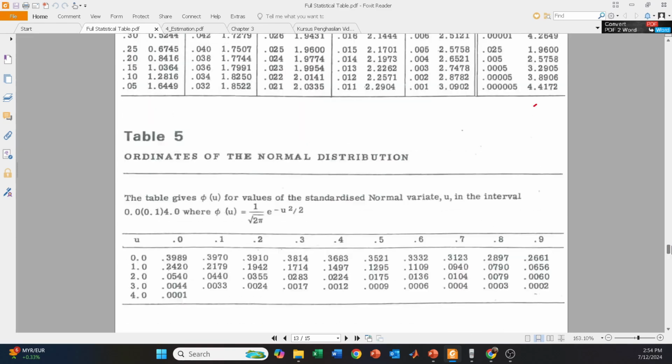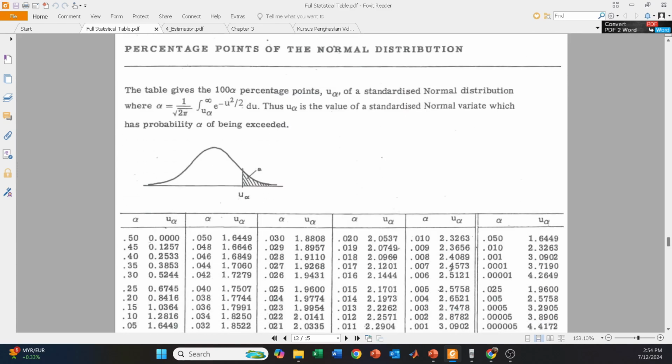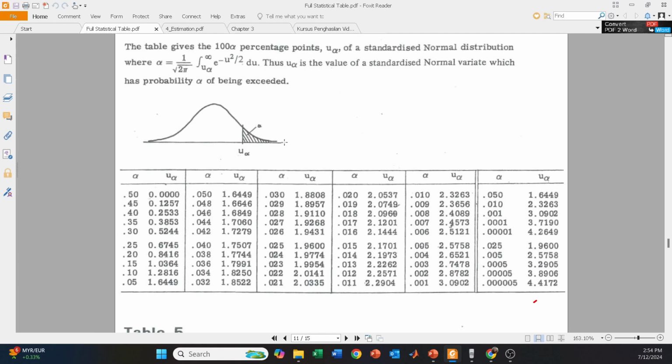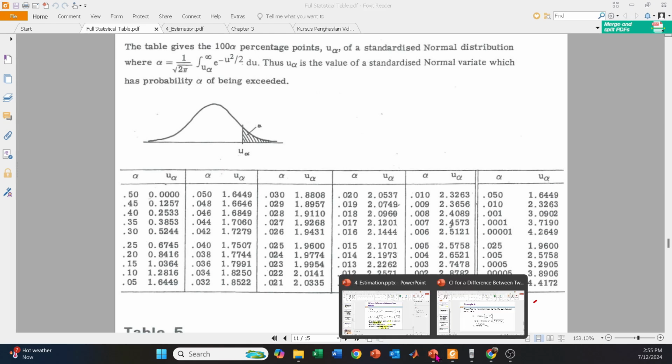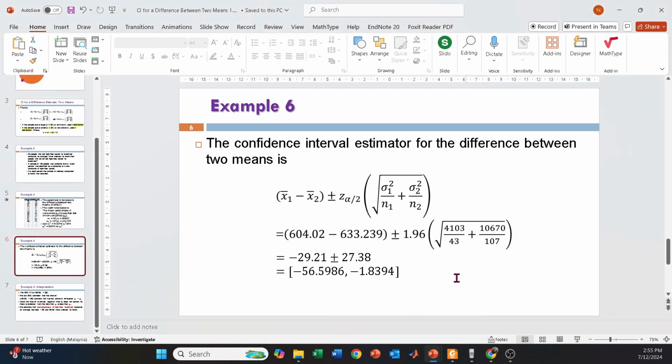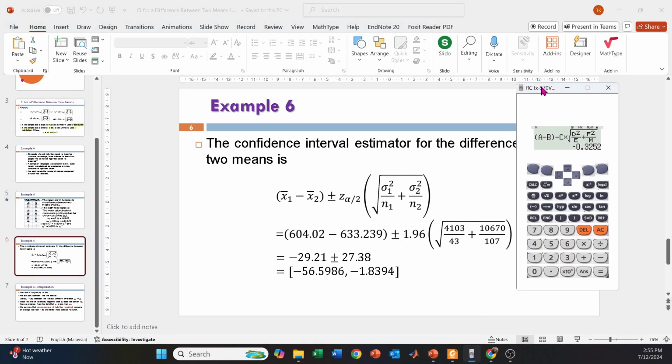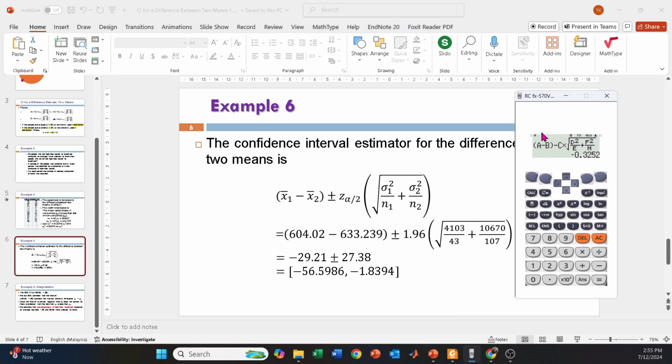Okay, using Table 4, the normal distribution, for a 95% confidence interval, alpha will be 0.05, alpha over 2 is 0.025. The value for z alpha over 2, where alpha over 2 is 0.025, will be 1.96. 1.96 here. Okay.